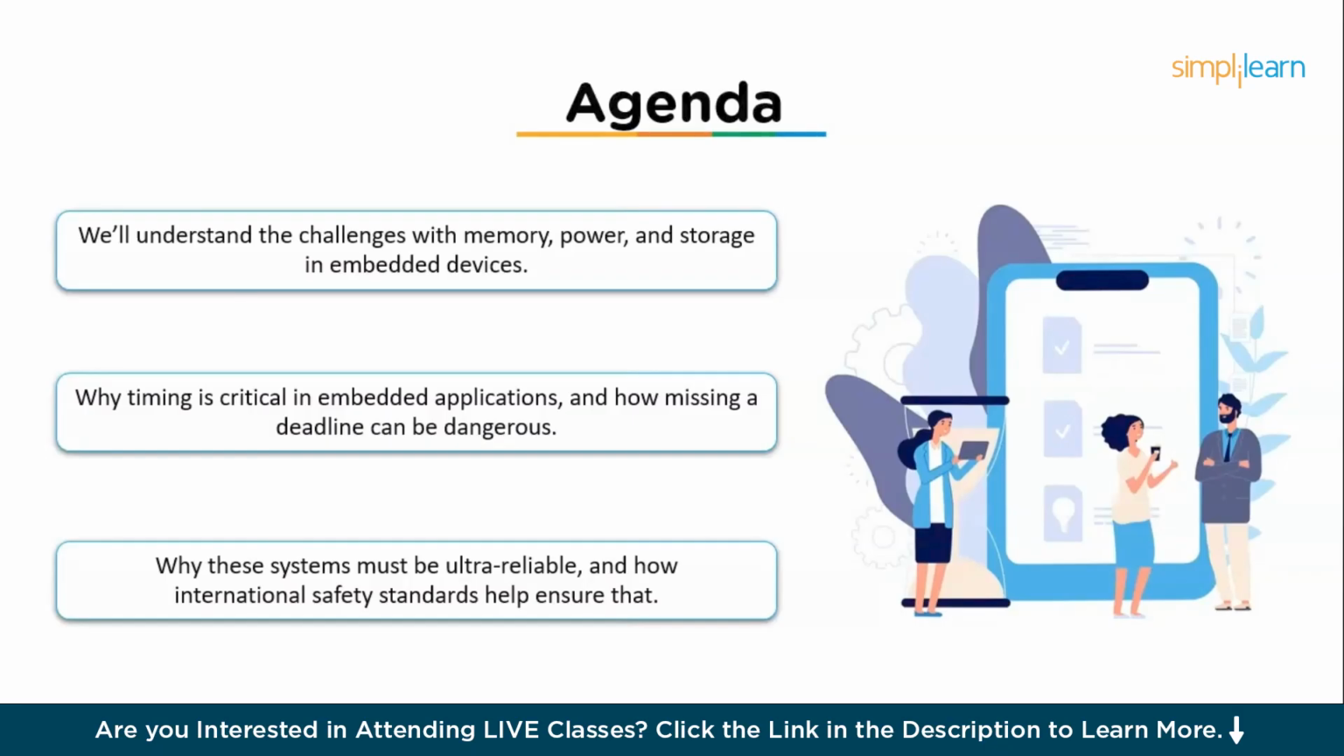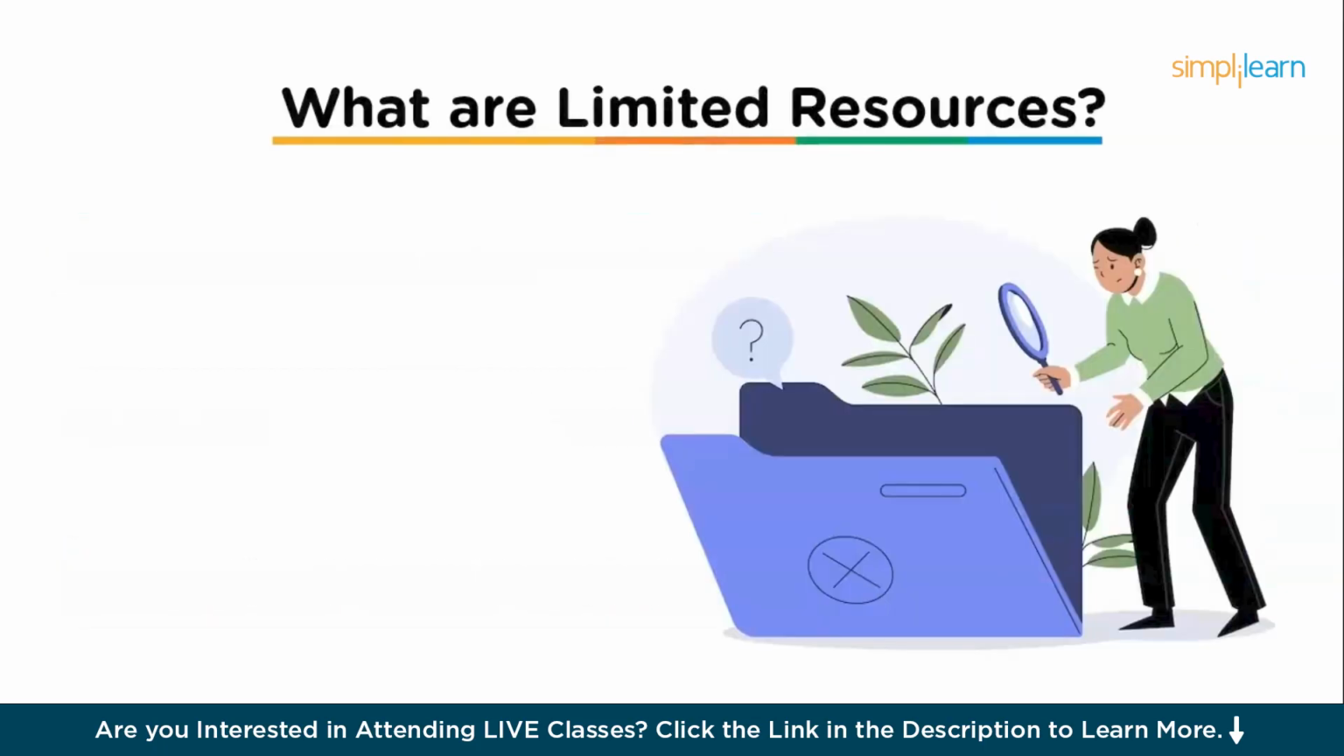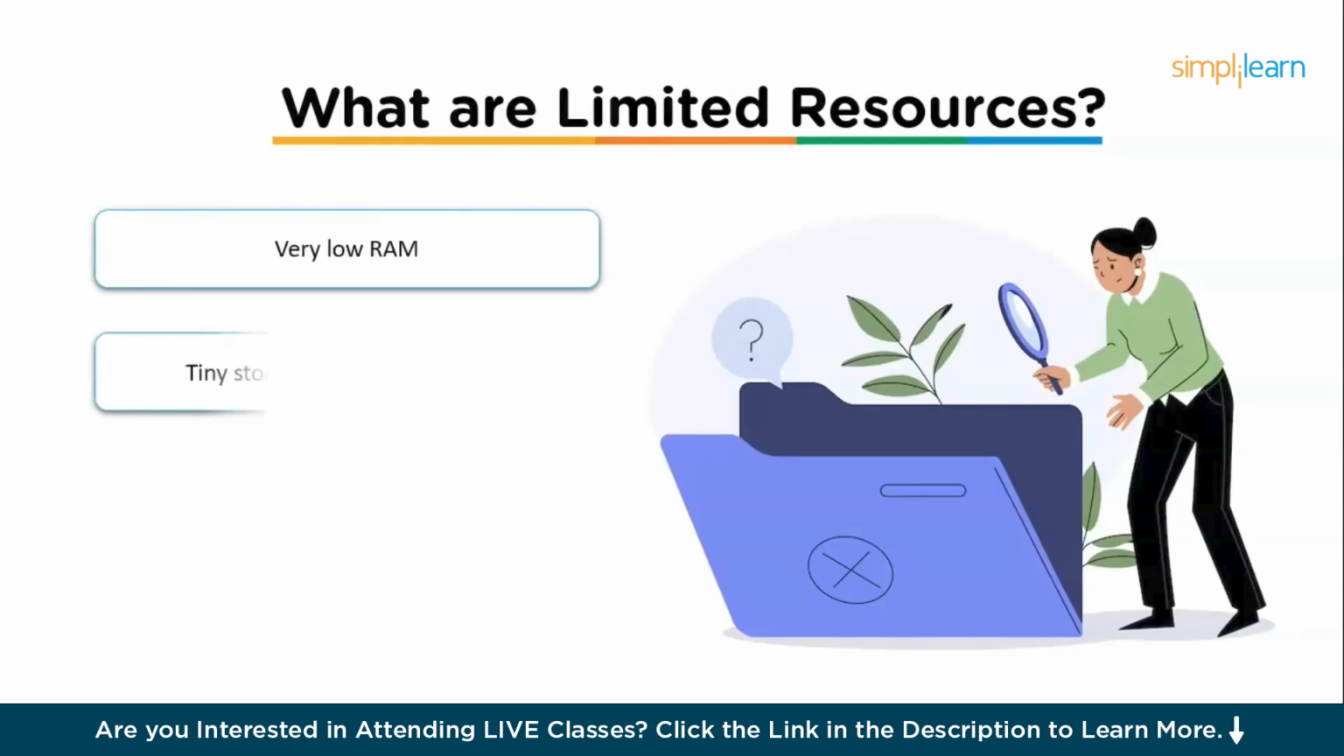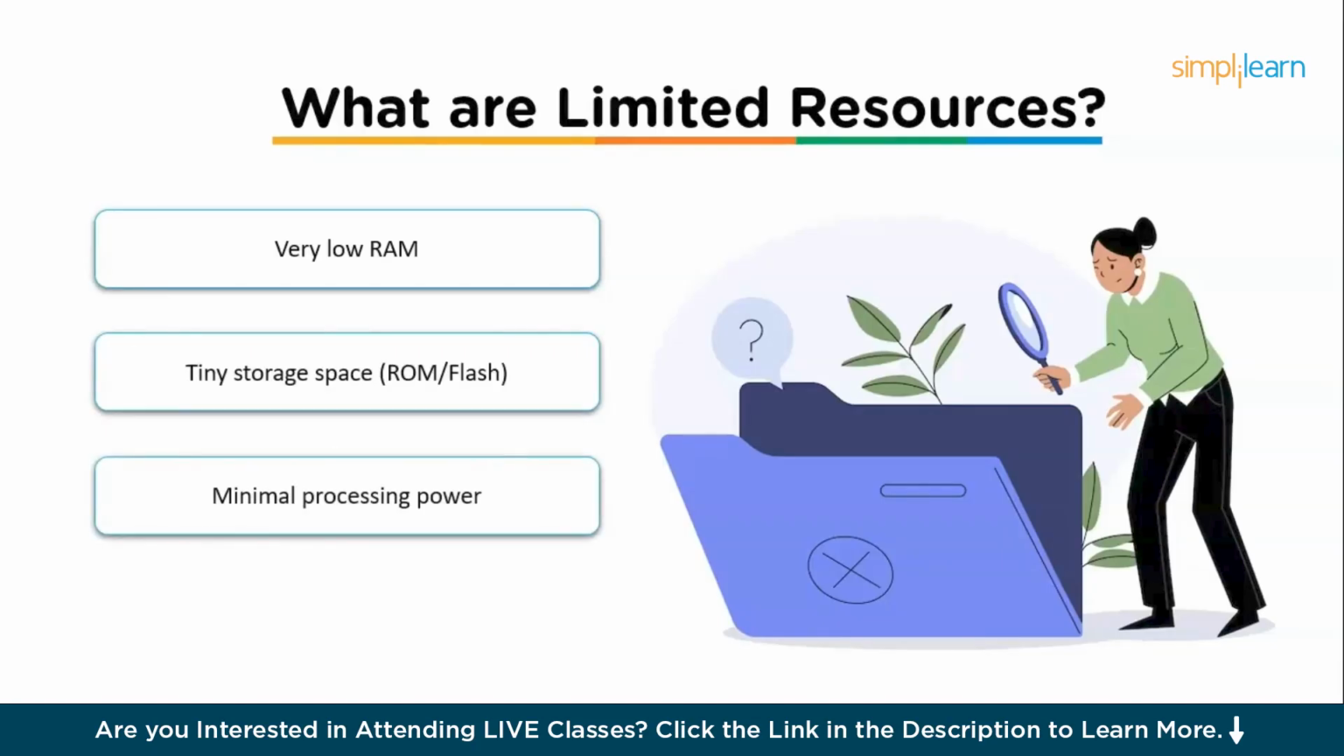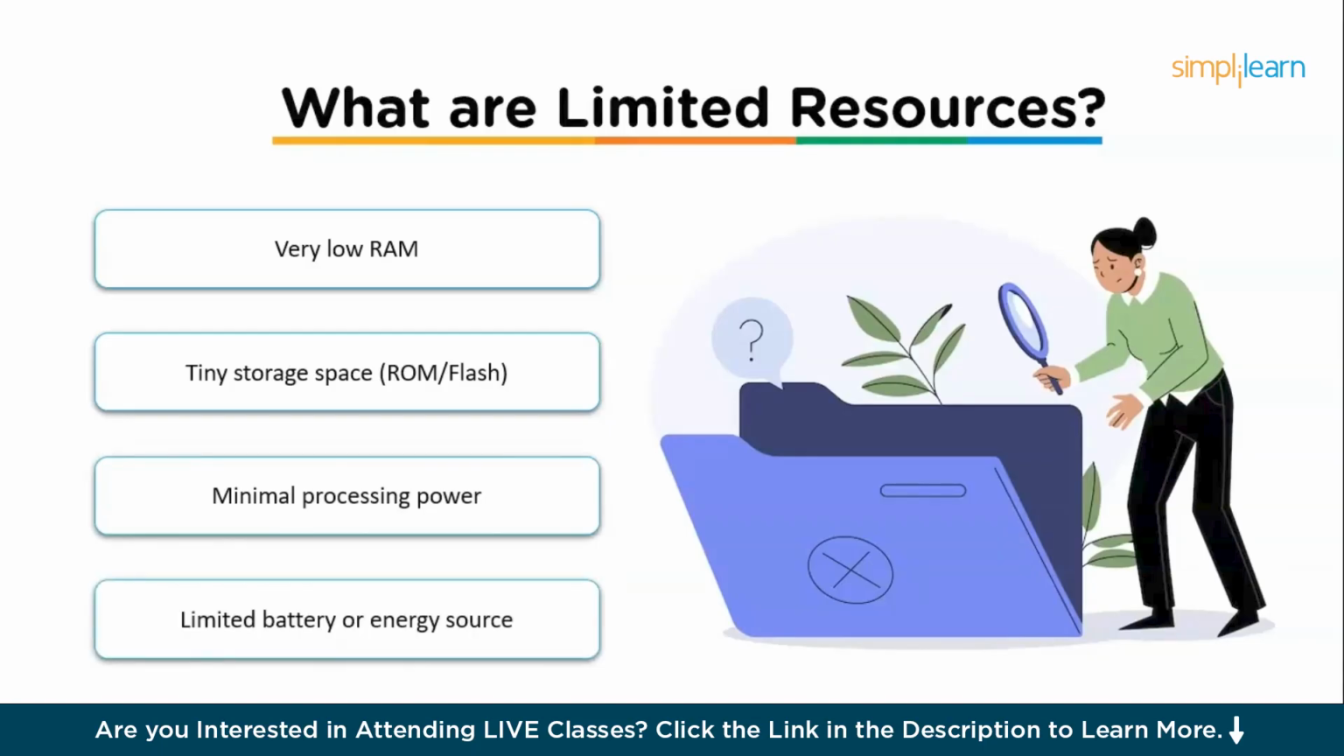So let's begin with the first challenge, that is limited resources. Unlike your phone or laptop, embedded systems are built to do more with less. Most embedded devices are small, affordable, and highly specialized. To achieve this, they are built with very limited resources. This includes very little RAM, then tiny storage space, that is ROM or flash, then minimal processing power, and finally a limited battery or energy source. Now why is it like that? Because they must be cheap, compact, and energy efficient.